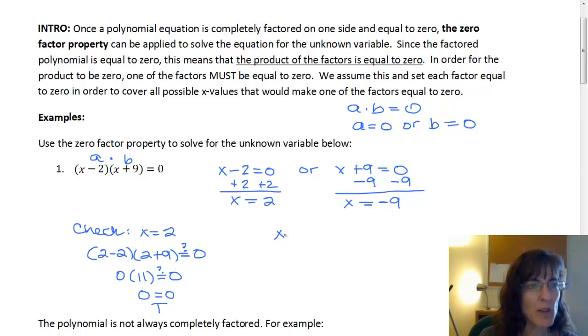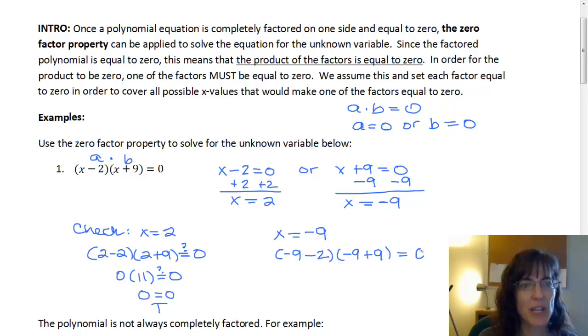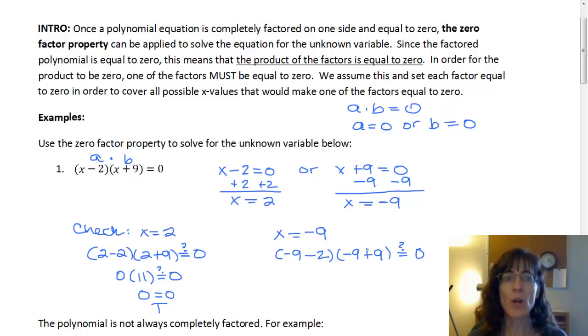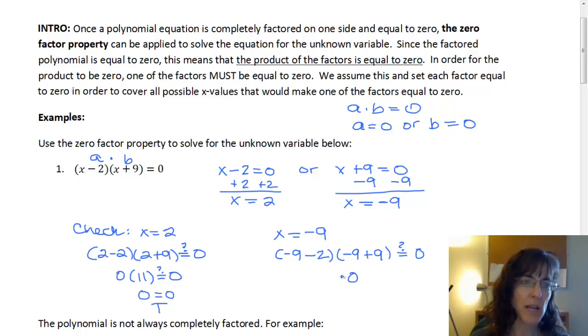And then I will check the other solution I came up with, which was a negative 9. I'll plug that into the original equation where the x's are. So I have negative 9 minus 2 times the quantity negative 9 plus 9, and I'm checking to see if that comes to 0. Well, I know that the first factor isn't going to give me a 0, but this second factor is giving me a 0. So I'll have 0 times, and it doesn't really matter what, although this does come to a negative 11. But if I multiply anything by 0, I am going to get 0. So this one also checks out.